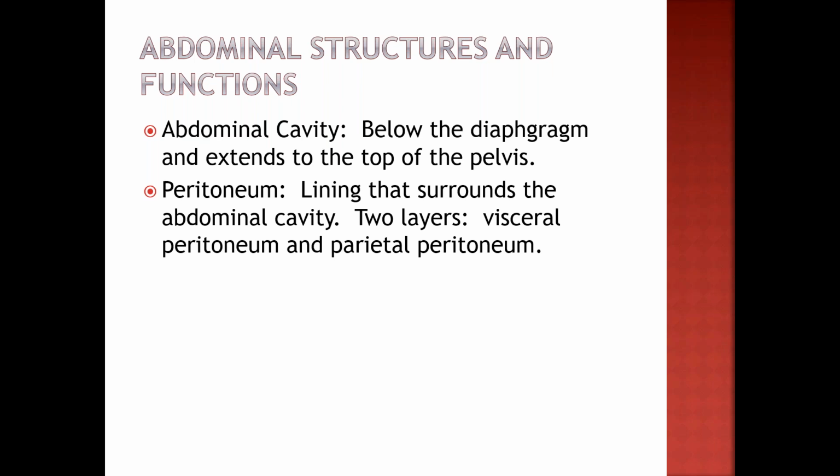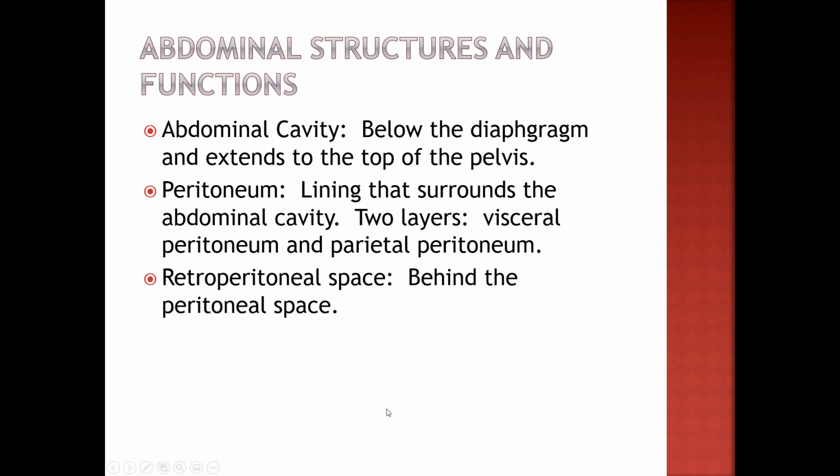So visceral is going to refer to organs. Parietal is going to be in reference of the actual lining. And this is going to be important to remember as well when we start talking about pain. And then our retroperitoneal space, this is going to be behind the peritoneal space. So what we're concerned about here is our kidneys, because they're going to be located within this area. So they're very vulnerable to injuries being in that retroperitoneal space.